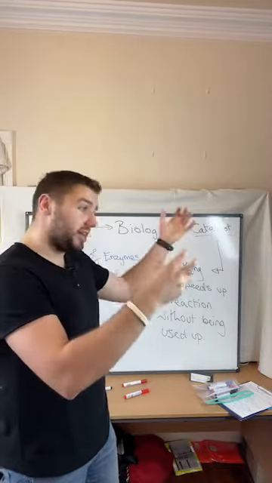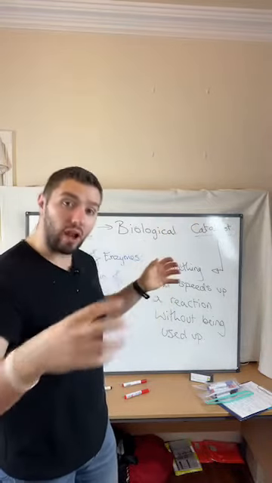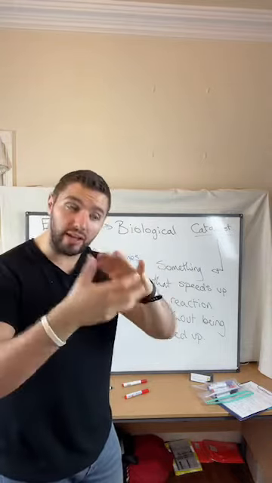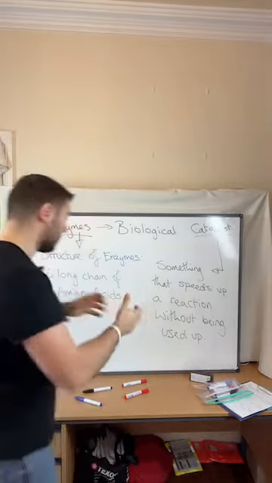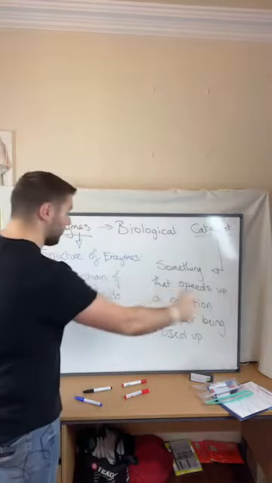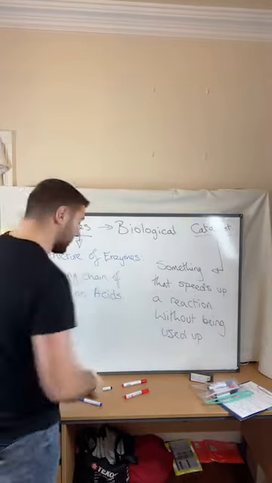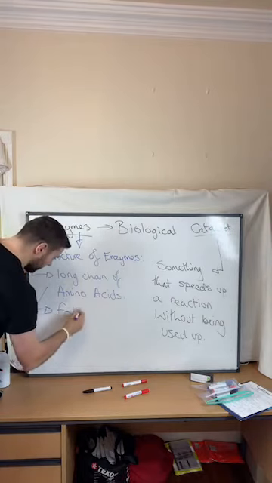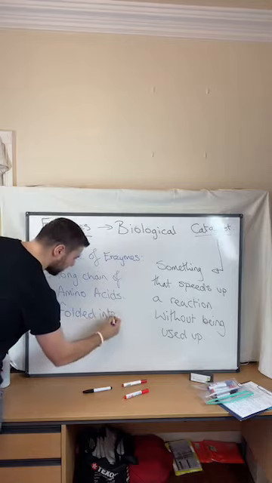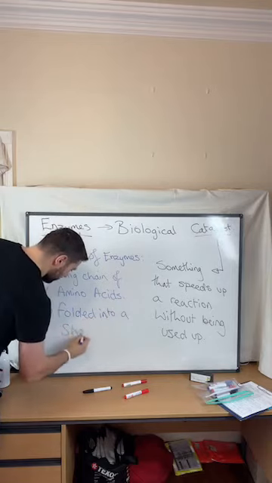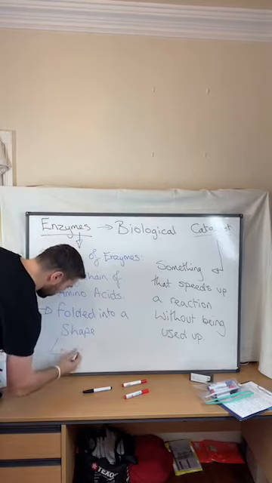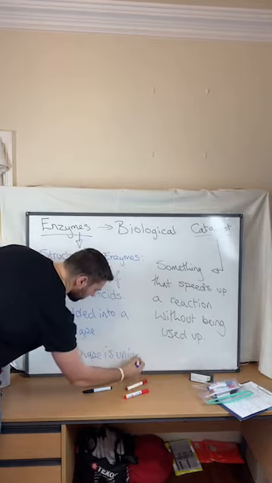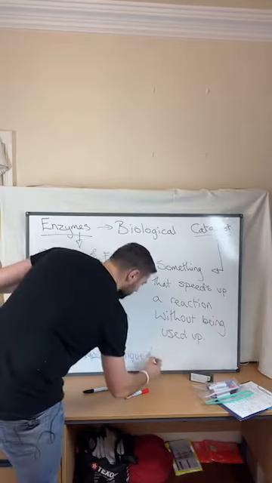So you get an amino acid, then another amino acid, you keep building it on, you get a big long chain of amino acids. And once you've made your long chain of amino acids, we can then fold it into a particular shape. That's the key with enzymes. They're not just one long straight line of amino acids. The amino acids are folded into a particular shape. So it's a long chain of amino acids folded into a shape, and that shape is unique to a substrate.